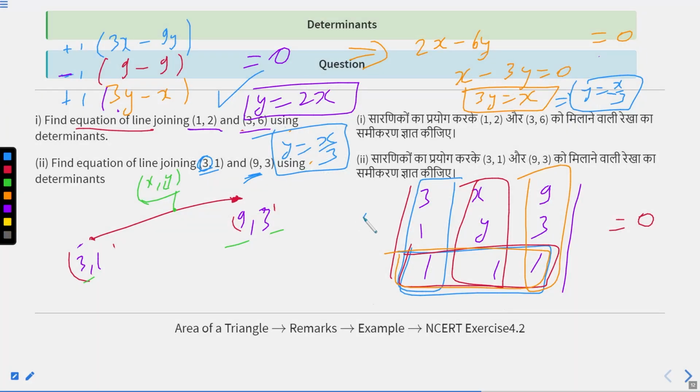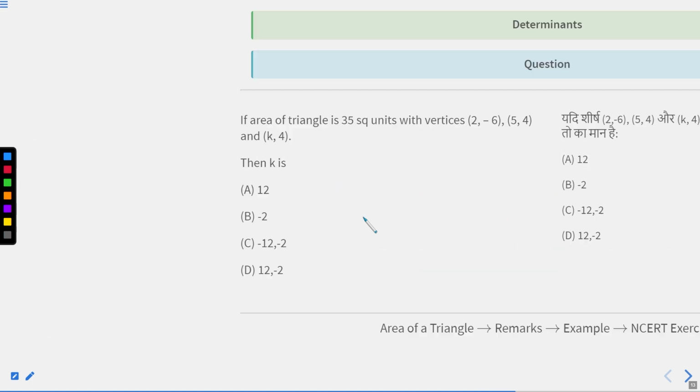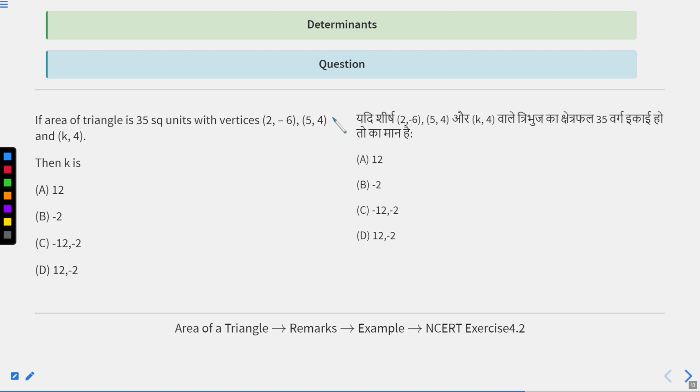Okay, let us move to the final question for this exercise 4.3. Then we will be ending here. If the area is 35 square units with these vertices, then we have to find the value of k. Half of the determinant 2 4 1, k minus 6 1, 4 4 1 is 35. So the determinant will be 70.